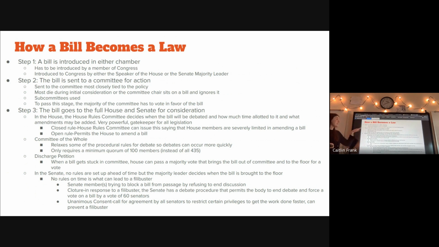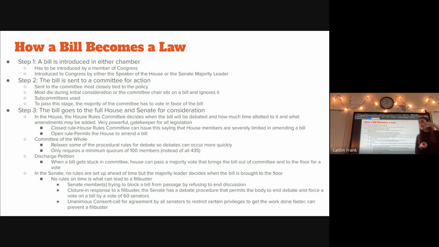Now, it gets sent to a committee. They figure out what's going to be in the bill, what's not going to be in the bill. And then once the majority of those in the committee vote on a final version of that bill, it gets sent to the floor. So let's say this is a bill that originates in the House, gets sent to a House committee.